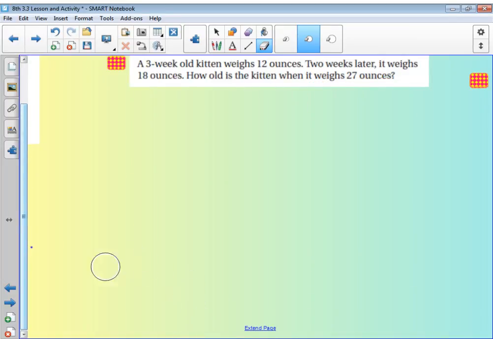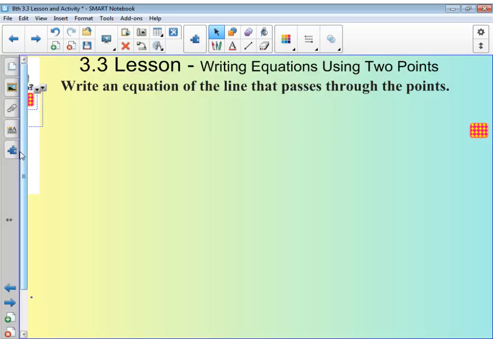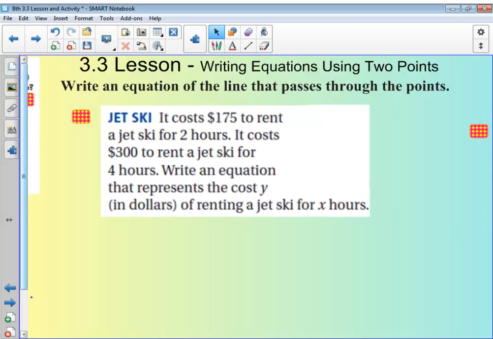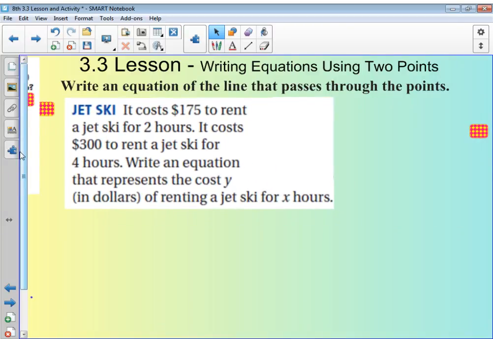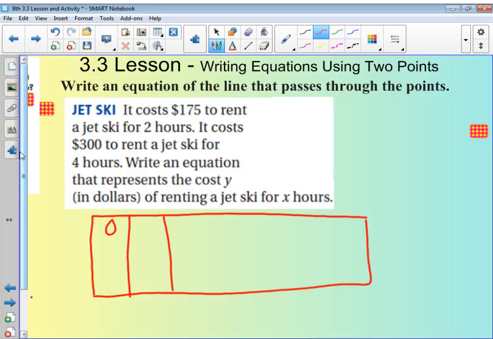Okay, so let's go ahead and look at our next one. Once again, we're going to set up a table. So it says jet skis. It costs $175 to rent a jet ski for 2 hours. Okay, so table. So I've got 0 hours. Remember, we always have to work to 0 because that's our y-intercept.